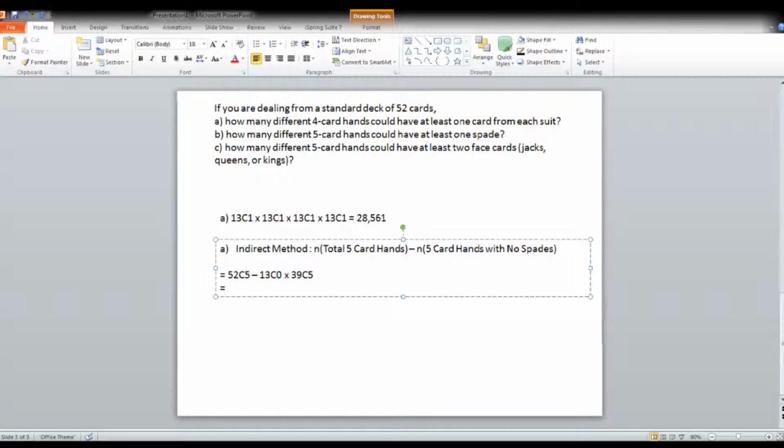Okay, so 52 choose 5 minus. And you don't have to actually write the 13 choose 0 part. Okay, I just got a number here. It's 2,023,203. Okay, and that was B, by the way.